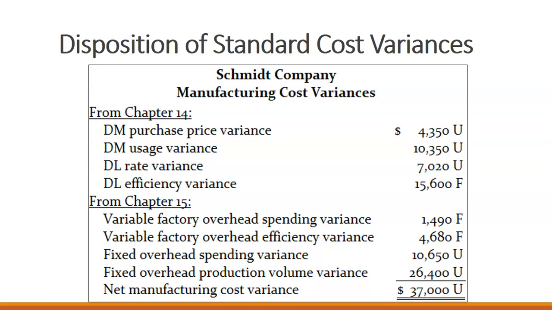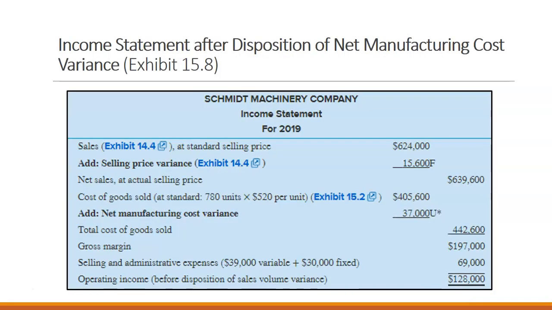When we look at an income statement for those cost variances, we see that we had a selling price variance. So we had our sales at our standard selling price. We had a selling variance that was favorable. So we sold our items for more than our standard price was. So our net sales at the actual selling price was higher than our sales at the standard price. Our cost of goods sold at the standard price of $520 per unit, then we had an unfavorable cost variance.